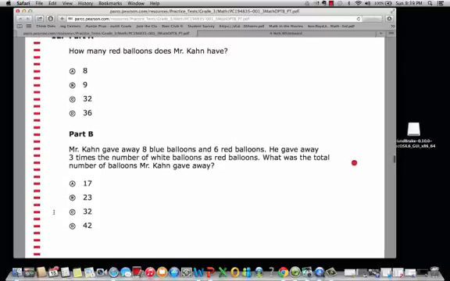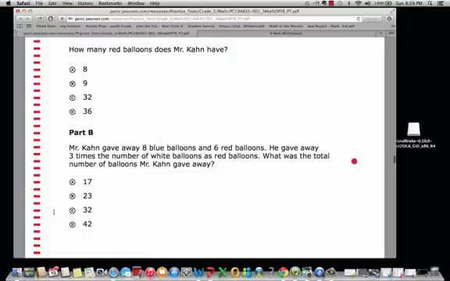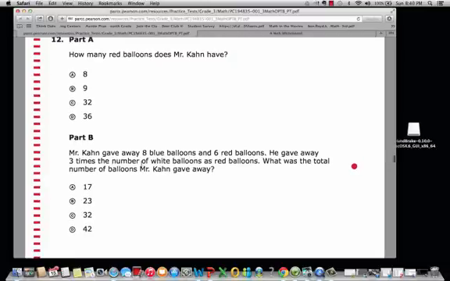Then he gave away 8 blue balloons and 6 red balloons. He gave away 3 times the number of white balloons as red balloons. What was the total number of balloons Mr. Khan gave away? Okay. He gave away 8 blue ones and 6 red ones, and 3 times the number of white balloons as red balloons.